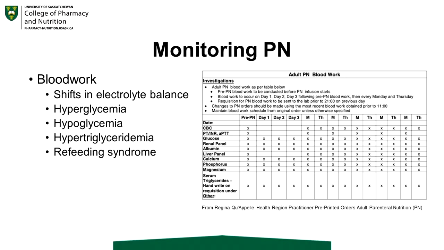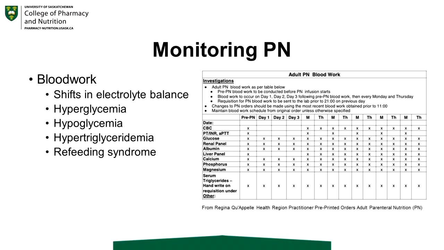For example, the standardized PN order sets that have been developed for hospitals in the Regina-Qu'Appelle Health Region automatically trigger orders for PN blood work, which is shown in the image here. As you can see, a number of panels are run, including CBC, chemistry, liver, and renal panels, electrolytes, and serum triglycerides as well. In severely malnourished or long-term PN patients, vitamin and trace elements should be monitored regularly.